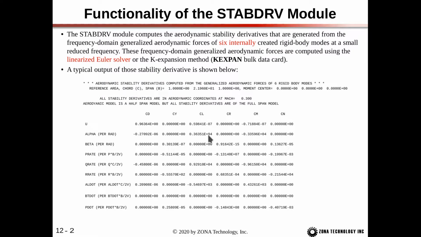3,635.1. These must be unrealistic values. Here, what do we have? Reference chord is 1, or sorry, reference area. Okay, yeah, the reference area is 1. And the reference chord is 22. So that's why this CL is so large.